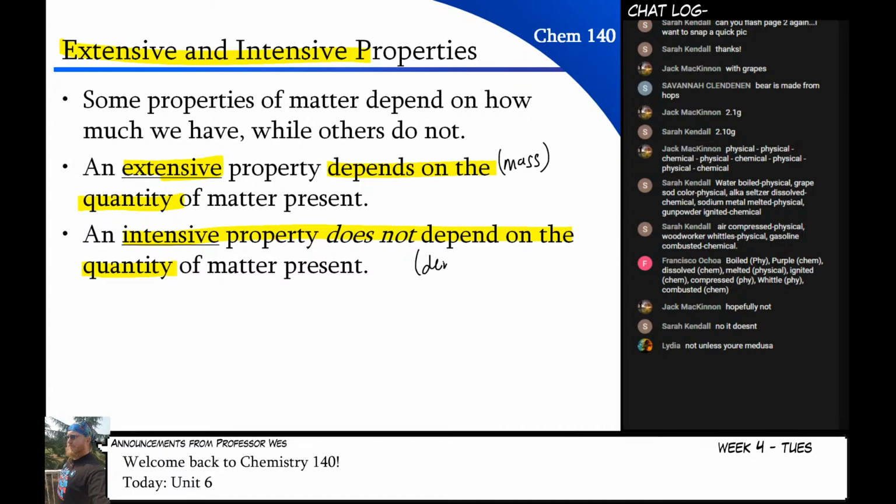But something like density would be intensive. I can give you all the water you want. Its density will still be 1 gram per milliliter, or roughly that.